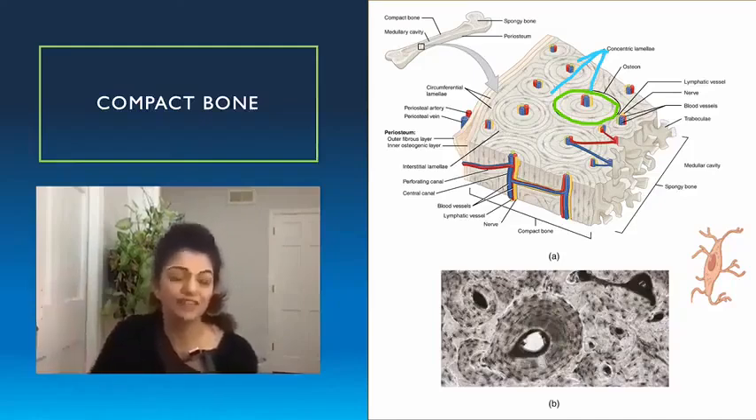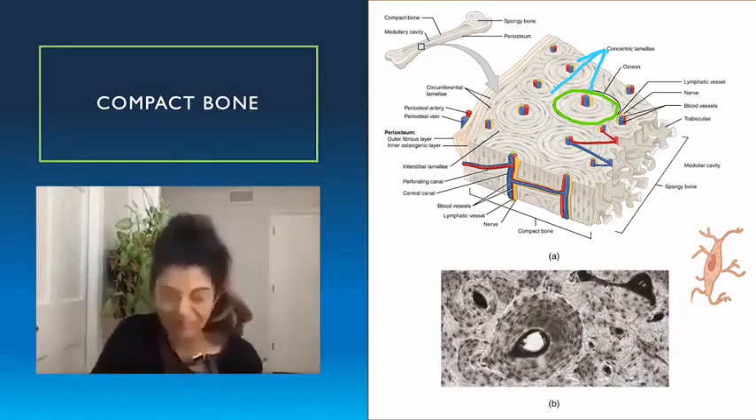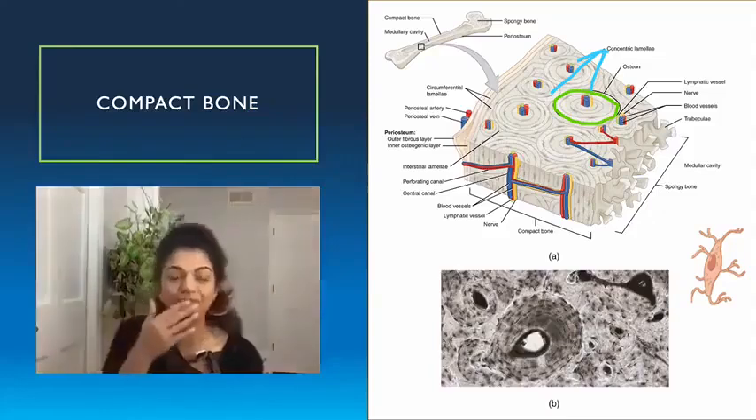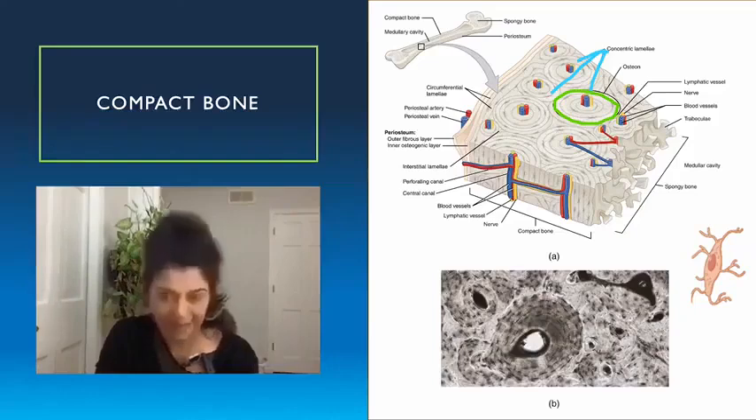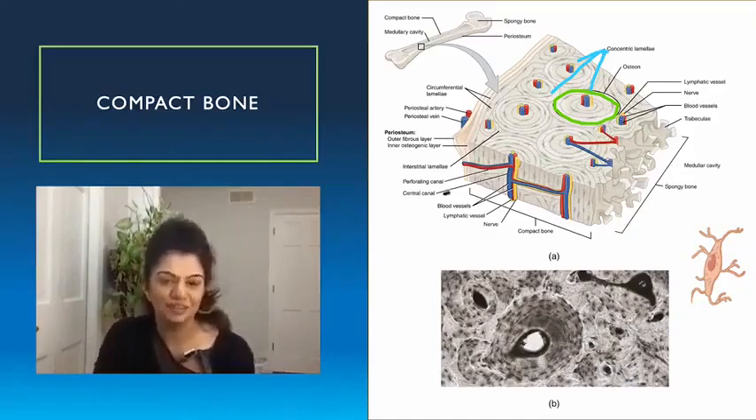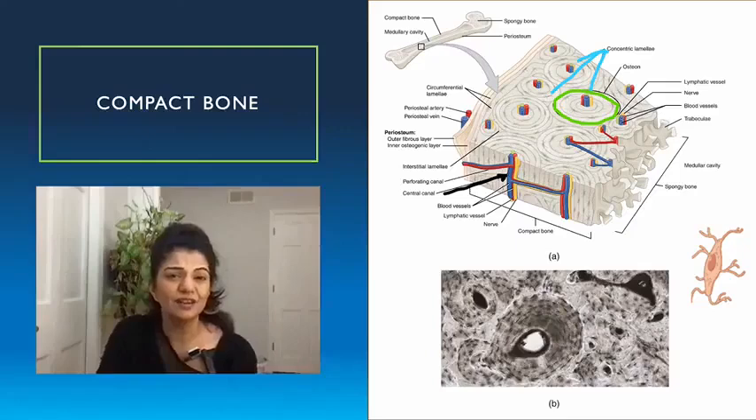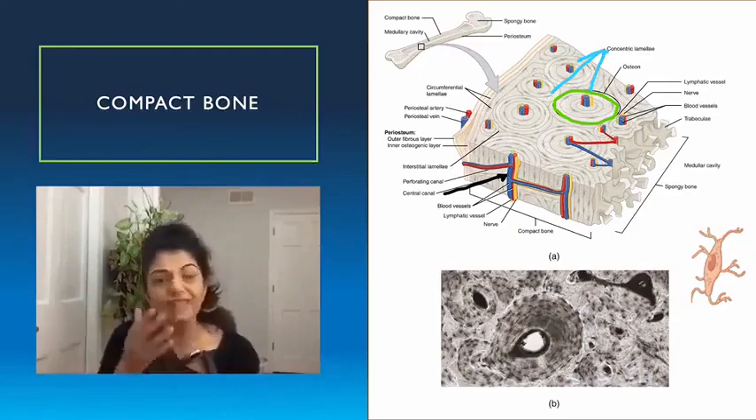So these pathways called Haversian canals are very important to keep the bones alive and keep everything running smoothly. Now, each osteon is composed of concentric rings of calcified matrix called lamellae. And running down each of these osteons is a central canal or Haversian canal, right, which contains blood vessels, nerves, and lymphatic vessels. Now, these vessels and nerves are very important because obviously they supply the bone.